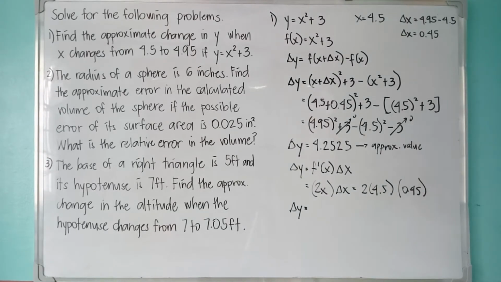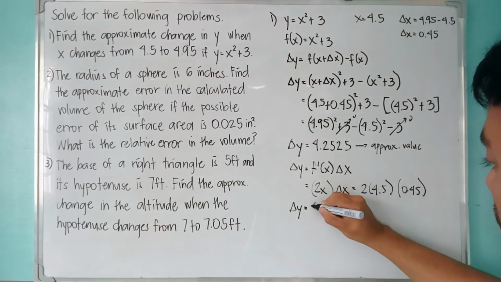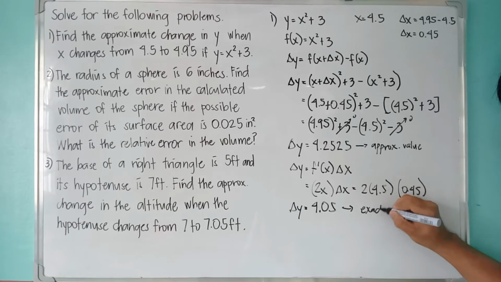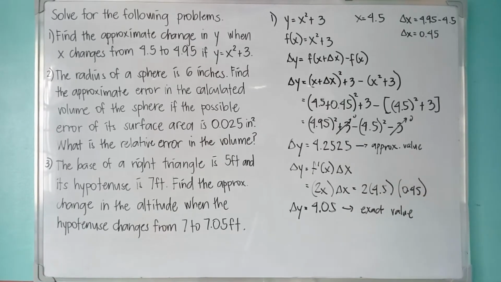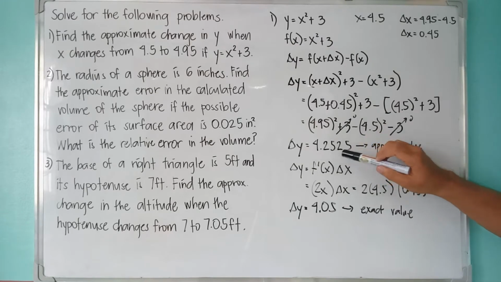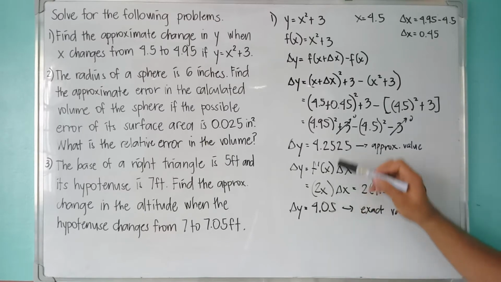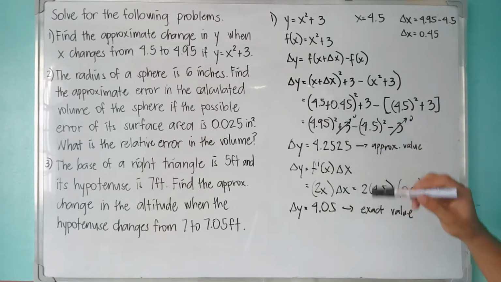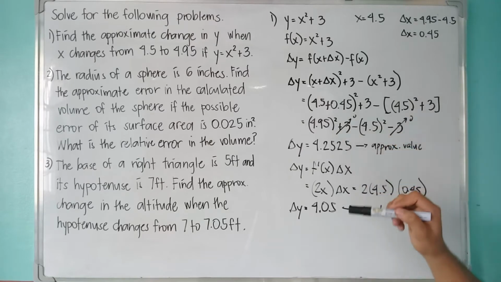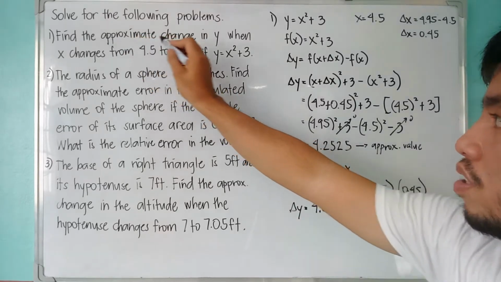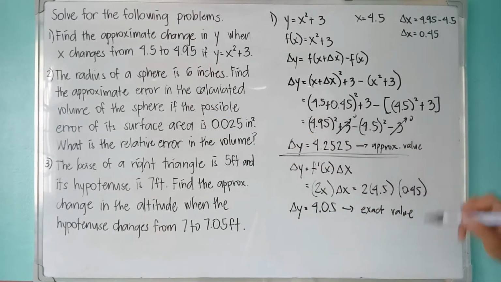Diba? So si delta y natin is equal ngayon sa calculator ko to, 2 times 4.5 times 0.45. So its exact value is equal to 4.05. This is the exact value. So kung titingnan ninyo, 4.2525 yung approximate value and yung exact value natin is 4.05, which is kung hindi naman tayo masyadong meticuloso, pwede nating sabihin na approximate na tong dalawang values natin, diba? Pero since ang hinahanap natin sa approximate change, ito yung pinaka final answer natin, diba?